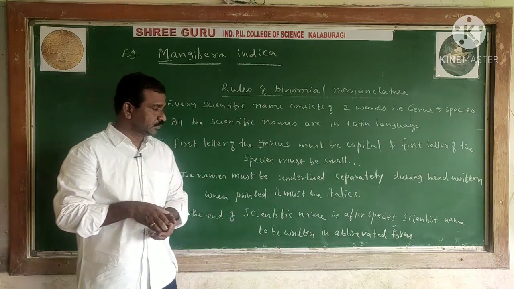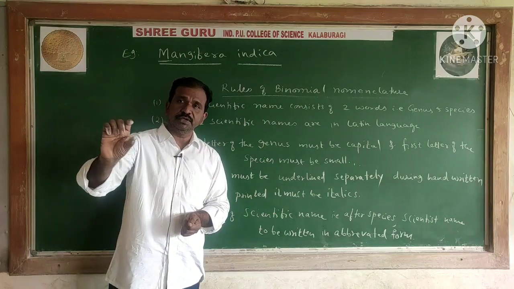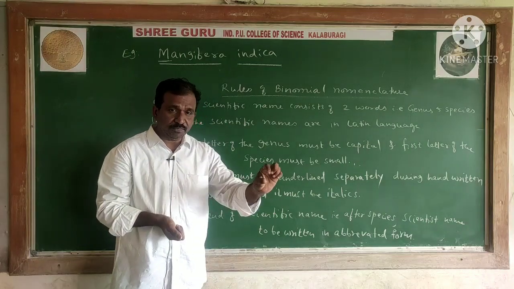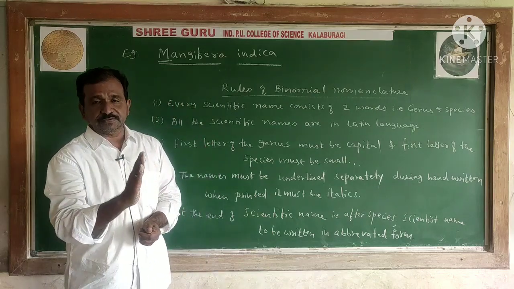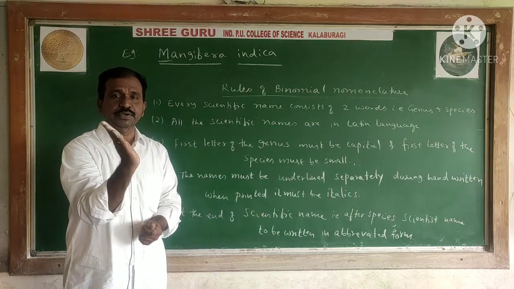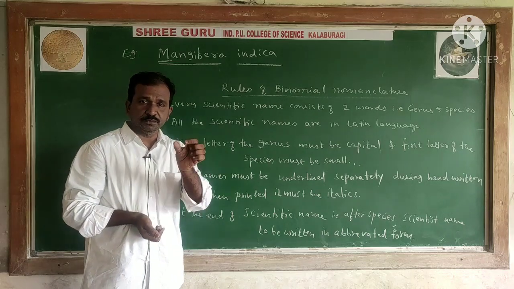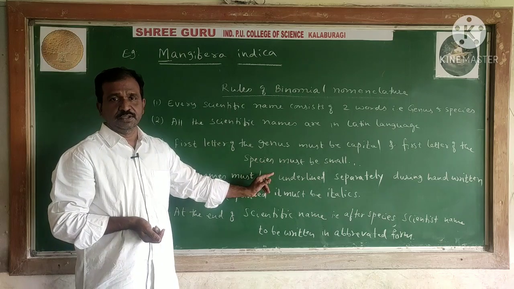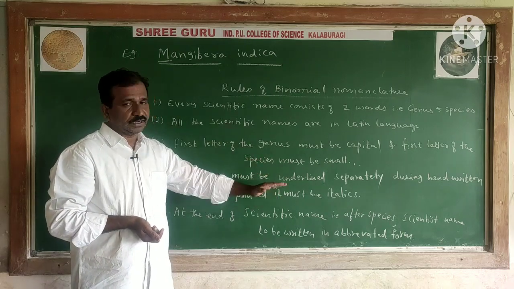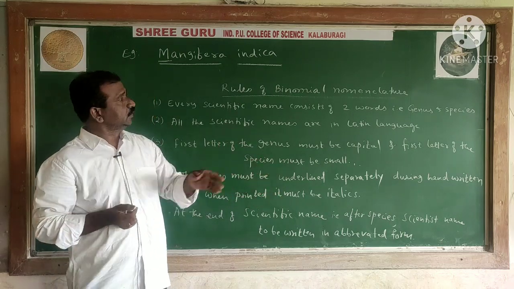Ee computer nalli typing maartta irthu. Avaga namu scientific name bandaga automatically you can observe the textbook also. Slightly the scientific names are slanting position. Avu italics form nalli irthu. Font is to be changed. Same manner we have to write. Followed printing bandaga italics nalli automatically it has to going to be changed.